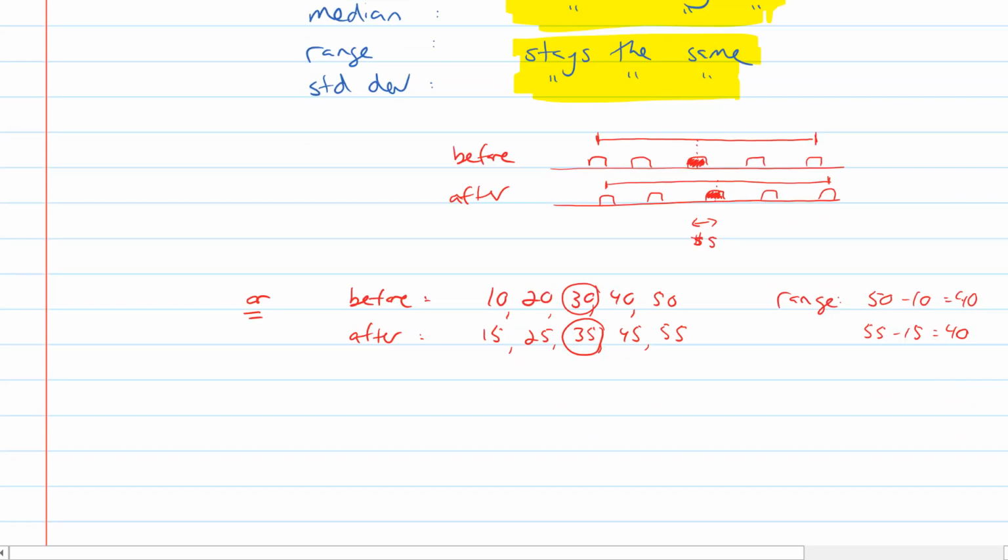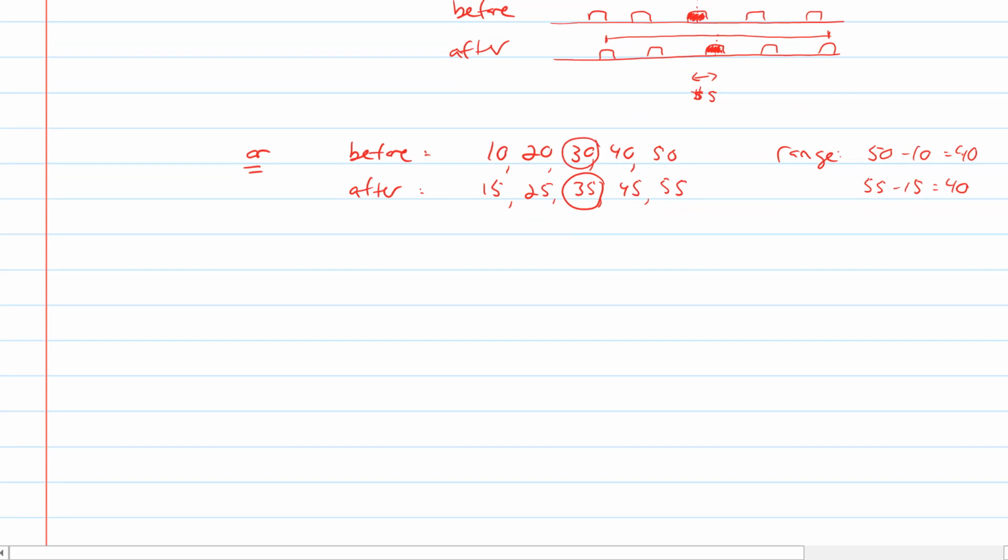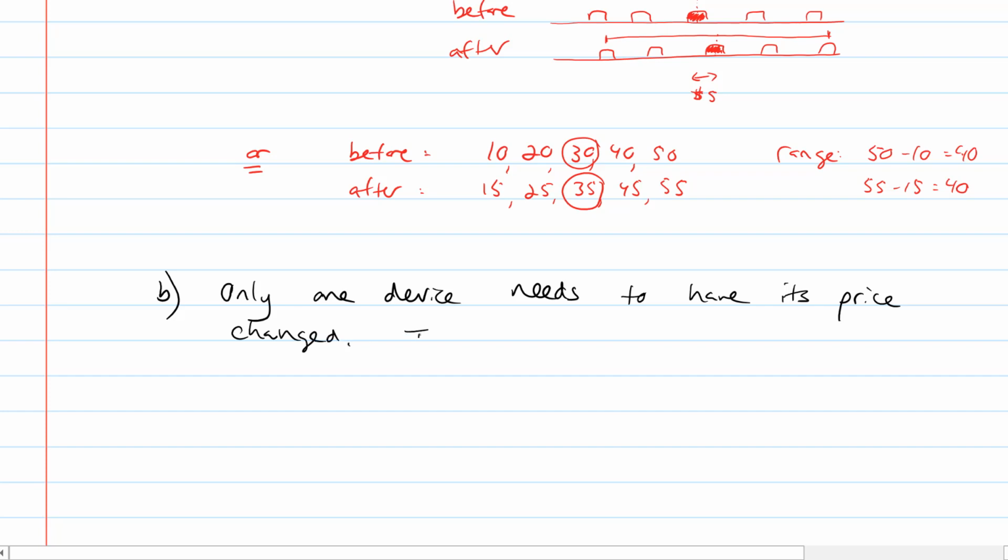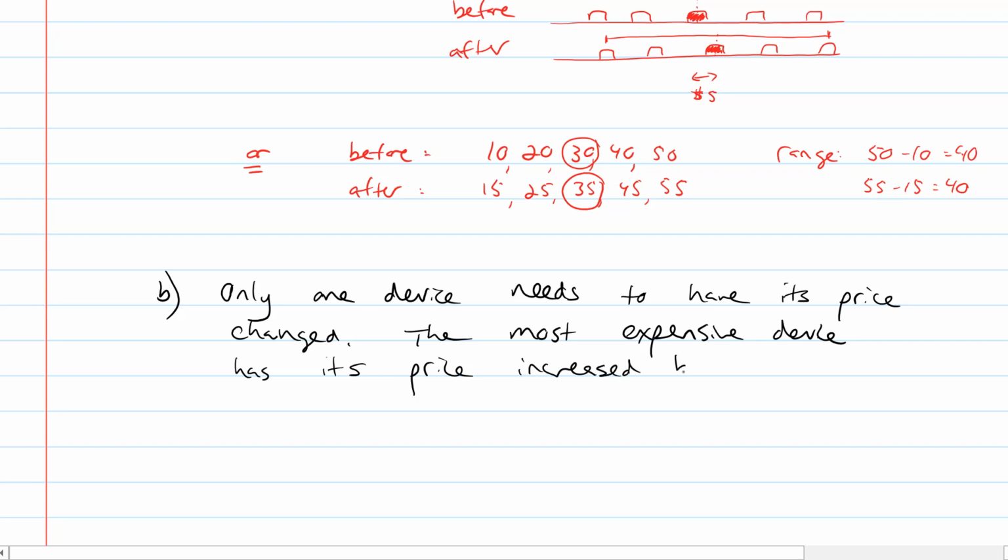Okay, let's go on to part B. I'm just going to write this down here. So part B, oops, it helps if I write in actual ink. Part B: only one device needs to have its price changed. The most expensive device has its price increased by $25.